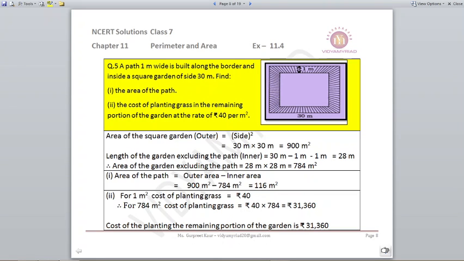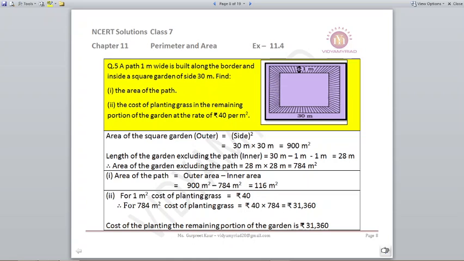Question number 5. A path 1 meter wide is built along the border and inside a square garden of side 30 meters. Find the area of the path. Now area of the square they are talking about. Outer side is given to us as 30 multiplied by 30, which gives us 900 meters square.